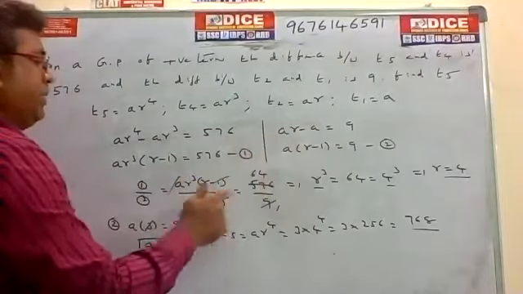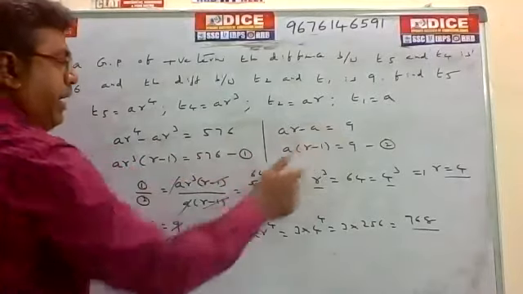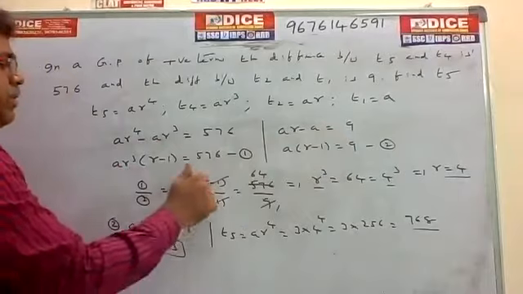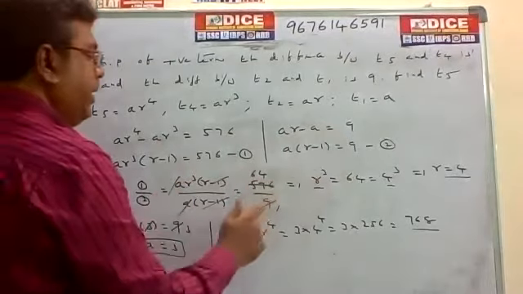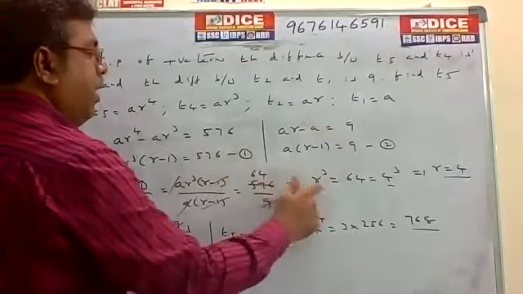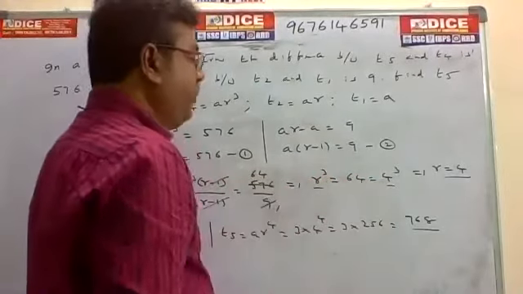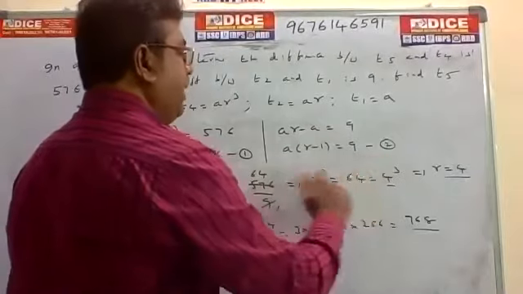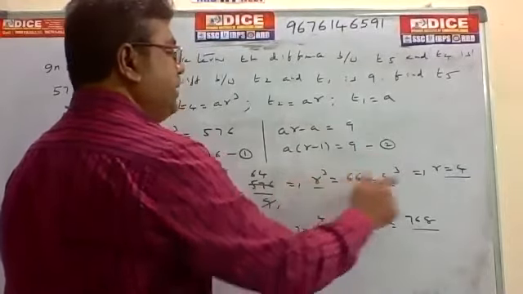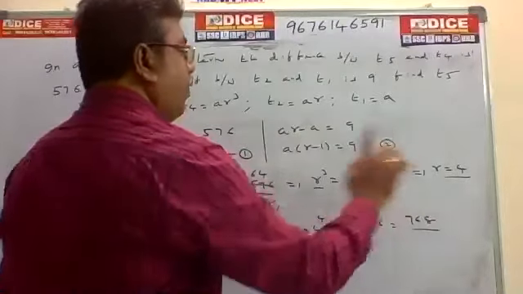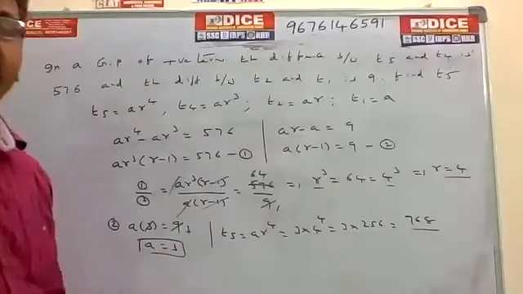A into R minus 1 is equal to 5, so this is the 9. So A cancelled, R will cancel. Remaining is R cube. Here 9 is like 64 times. R cube is equal to 64. I write 64 as 4 cube. So the powers are equal, bases equating. Powers equal, base R is equal to 4. So I know the value of R is 4.